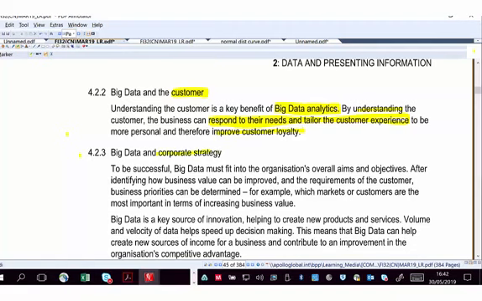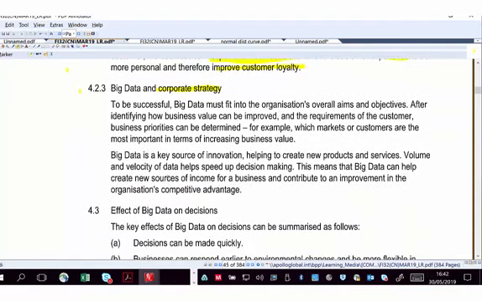Big data must also be aligned to your corporate strategy. So for example, if your corporate strategy is that you want to expand into new markets, you could use that big data to understand those markets, make sure that you make improved decisions that will add to business value.